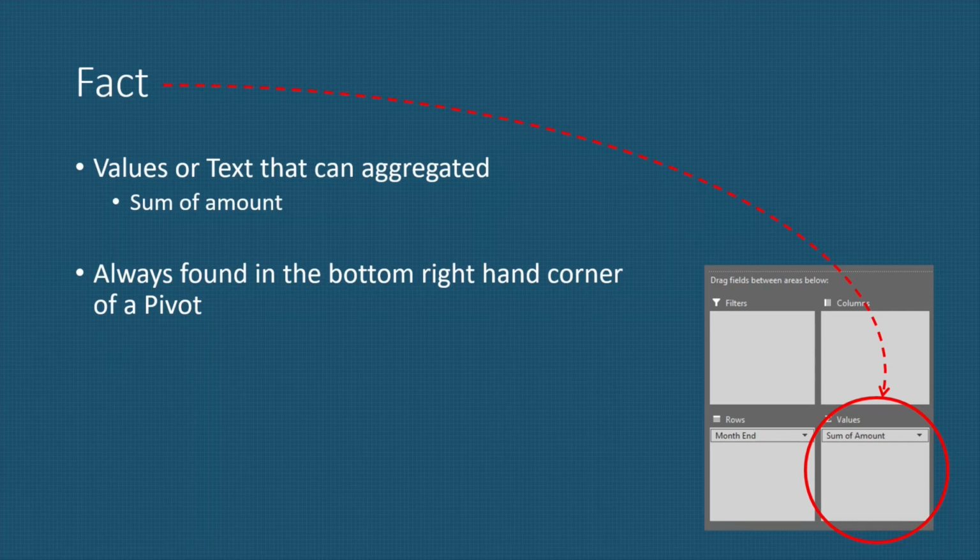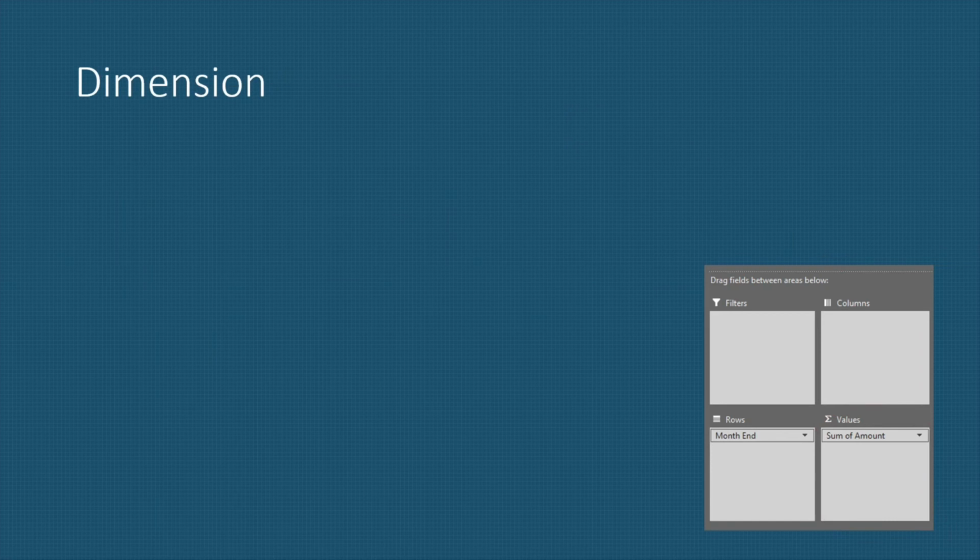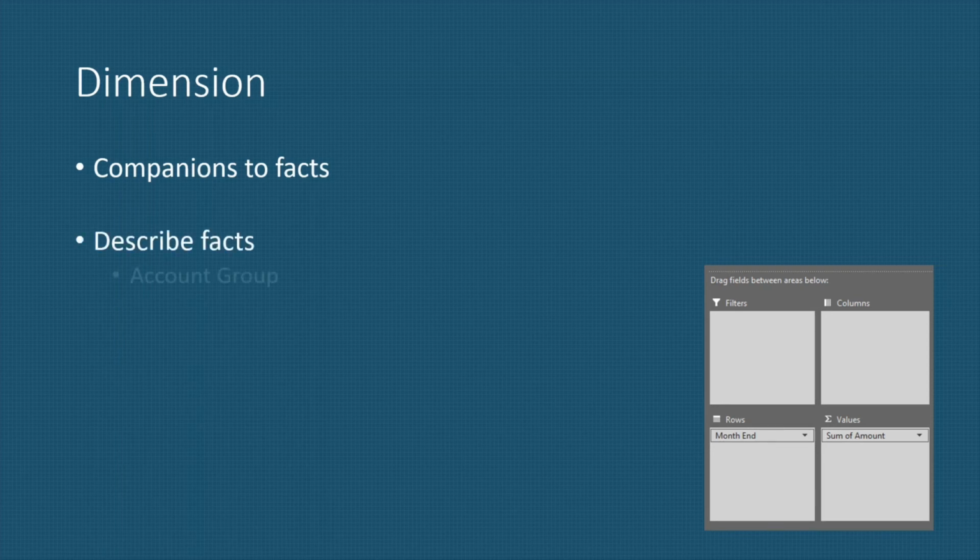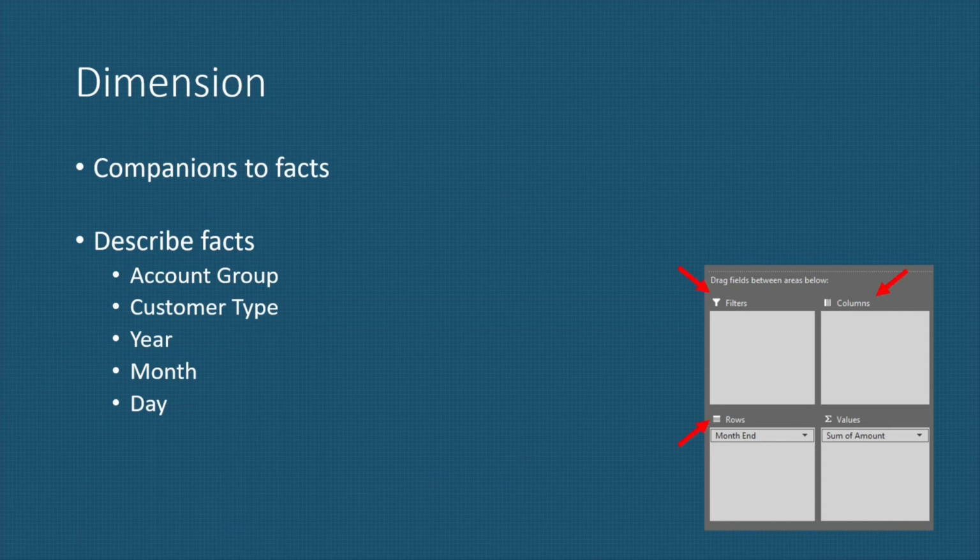This differs from what we refer to as a dimension of the data. And a dimension is considered a companion to the facts, or they describe or they're descriptors of the facts. Think of things like the account group or the customer type or the year, the month, the day, just to give you an example. And dimensions to our data reside in the other field areas in the pivot table setup box. So filters, columns, and rows, you can consider those to be dimensions of our data.